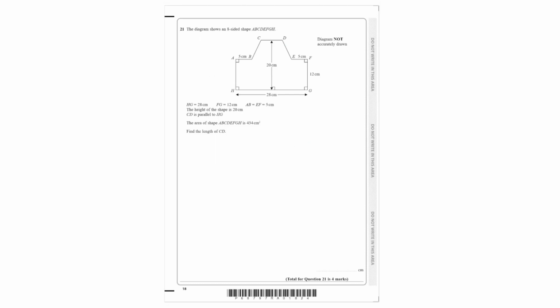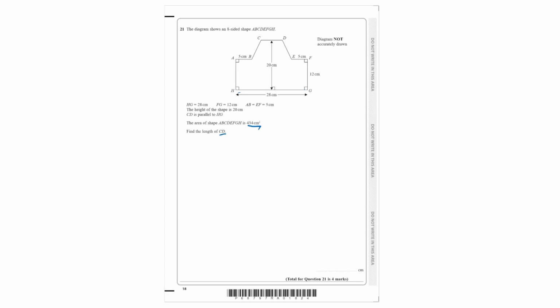Question 21. The diagram shows an 8-sided shape, HG being 28 centimeters, FG being 12 centimeters, and AB is equal to EF, which are both 5 centimeters. The height of the shape is 20 centimeters. CD is parallel to HG. The area of the shape is given as 434 centimeters squared. Find the length of CD.